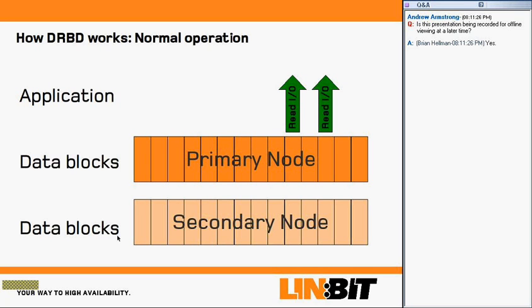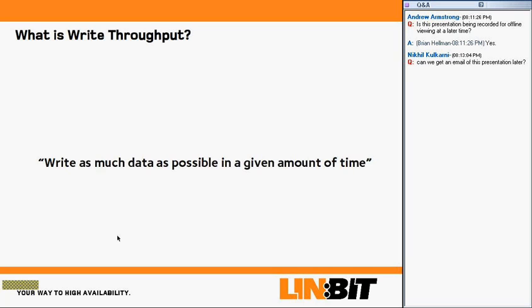So when we consider the two aspects of write performance, the first that I'm going to be talking about is throughput. Evaluating throughput basically means writing as much data as possible to a particular device in a given amount of time, or simply writing a huge amount of data and then calculating the time that it took to write.